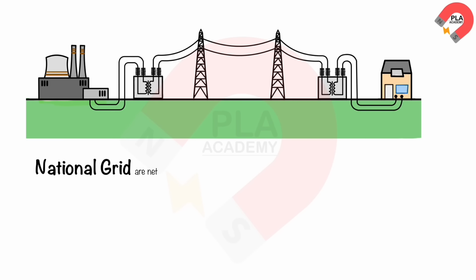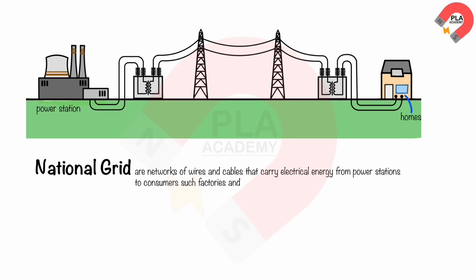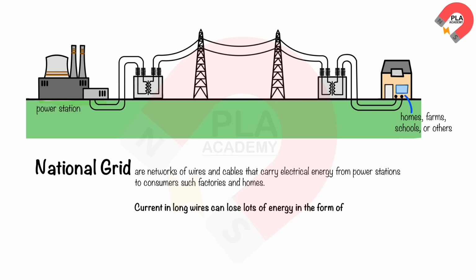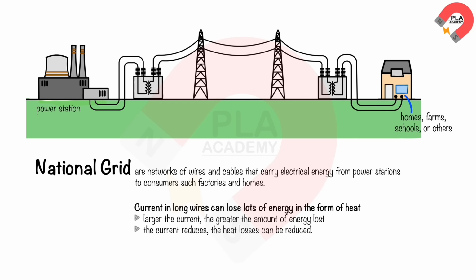The national grid is a network of wires and cables that carry electrical energy from power stations to consumers such as factories and homes. However, currents in long wires can lose lots of energy in the form of heat. The larger the current, the greater the amount of energy lost. If the current in the wires is kept to a minimum, the heat losses can be reduced. Transformers help us do this.